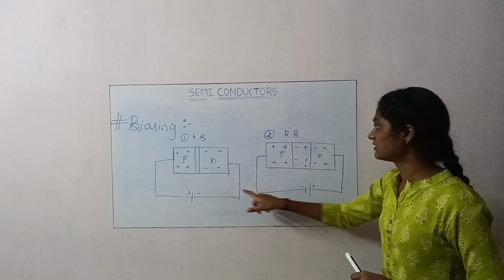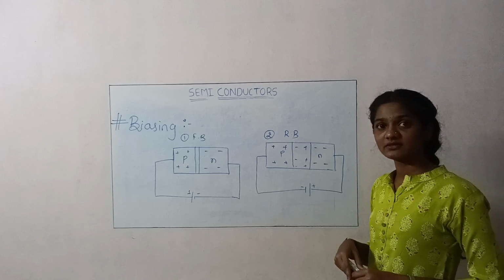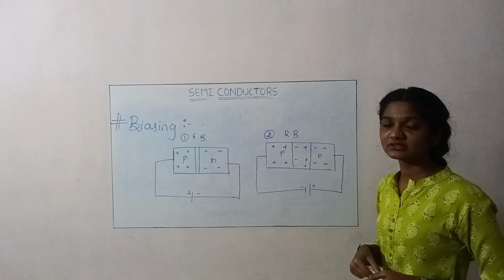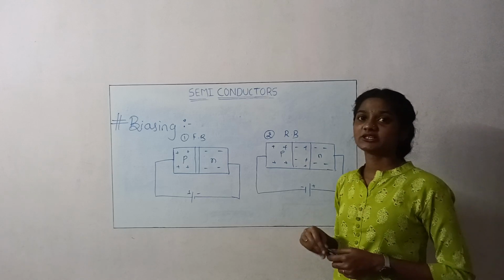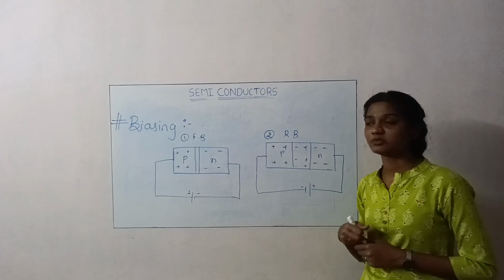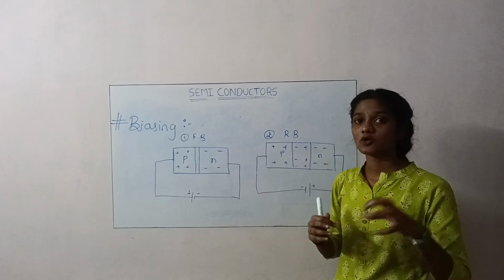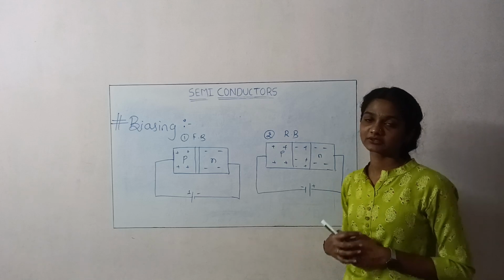So this is the main principle used in a rectifier. A rectifier, one of the applications of semiconductors, is used to transform AC current into DC current. It works on the principle that when the semiconductor PN junction is forward biased, it will conduct. When it is reverse biased, it will not conduct.